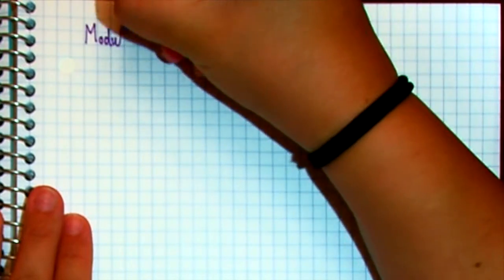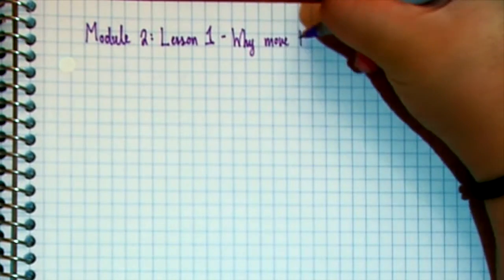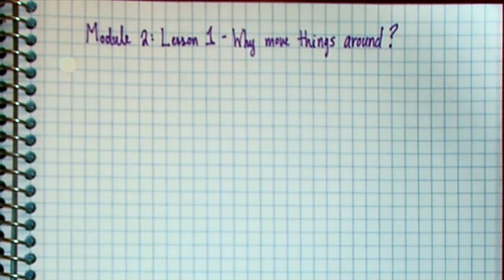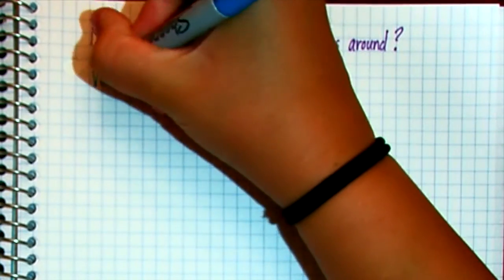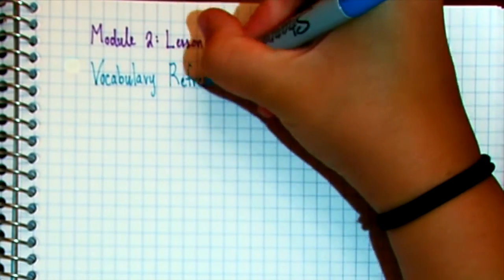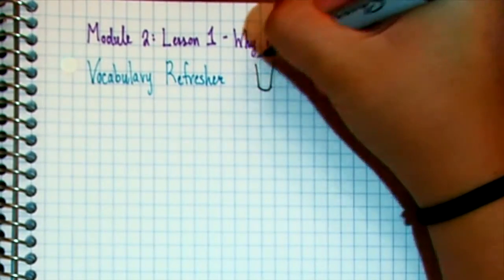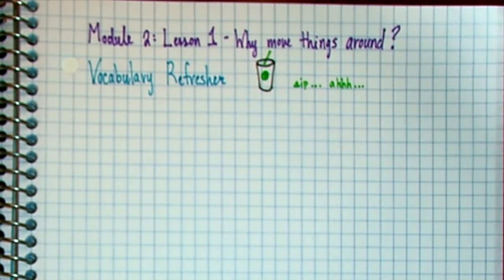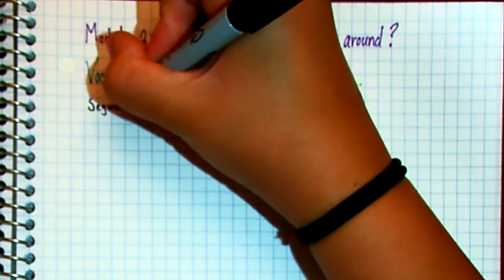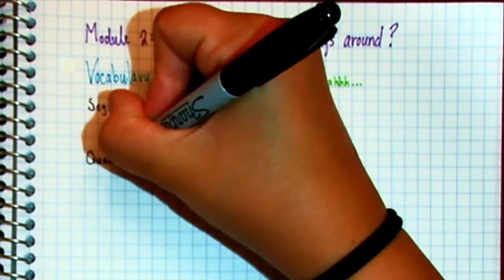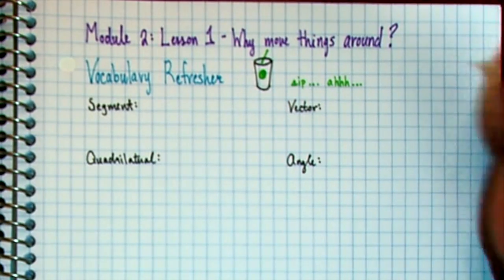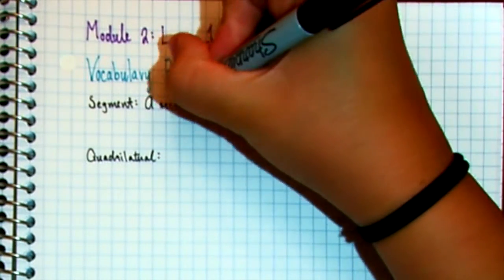Hi everyone, today we're covering Module 2, Lesson 1, which is titled Why Move Things Around. And we're talking about moving things around on a geometric plane. That means kind of on a graph. And the different things that we are going to move around are ideas that we've talked about before, but we should probably do a vocabulary refresher before we start. So the 4 terms I want to go over are segment, quadrilateral, vector, and angle. Now don't forget to pause the video if you need to get a chance to write this down.